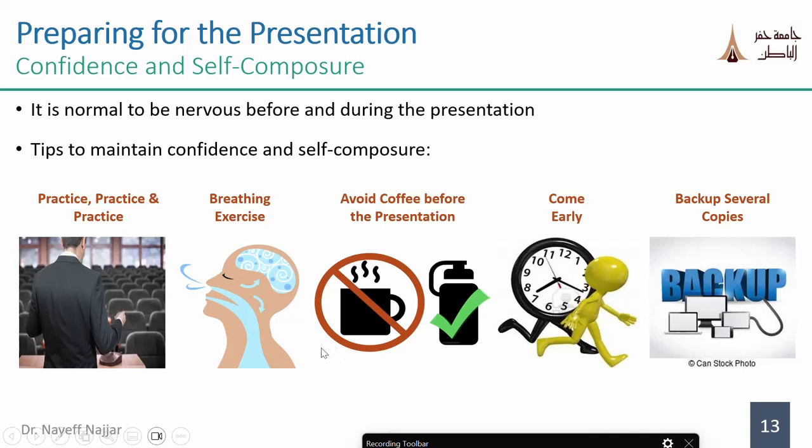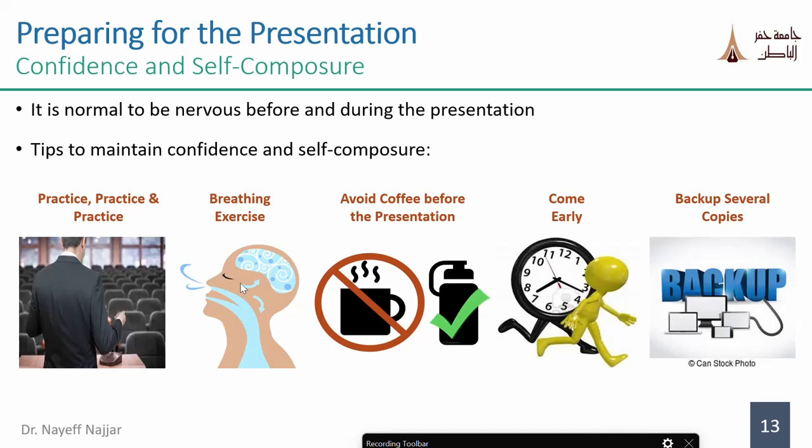During your presentation, you can practice some breathing exercises. Avoid drinking coffee or tea before the presentation. The best thing to drink before the presentation is water, and don't drink too much. If you have a presentation, then you need to come early. Coming late will make you very nervous during your presentation.